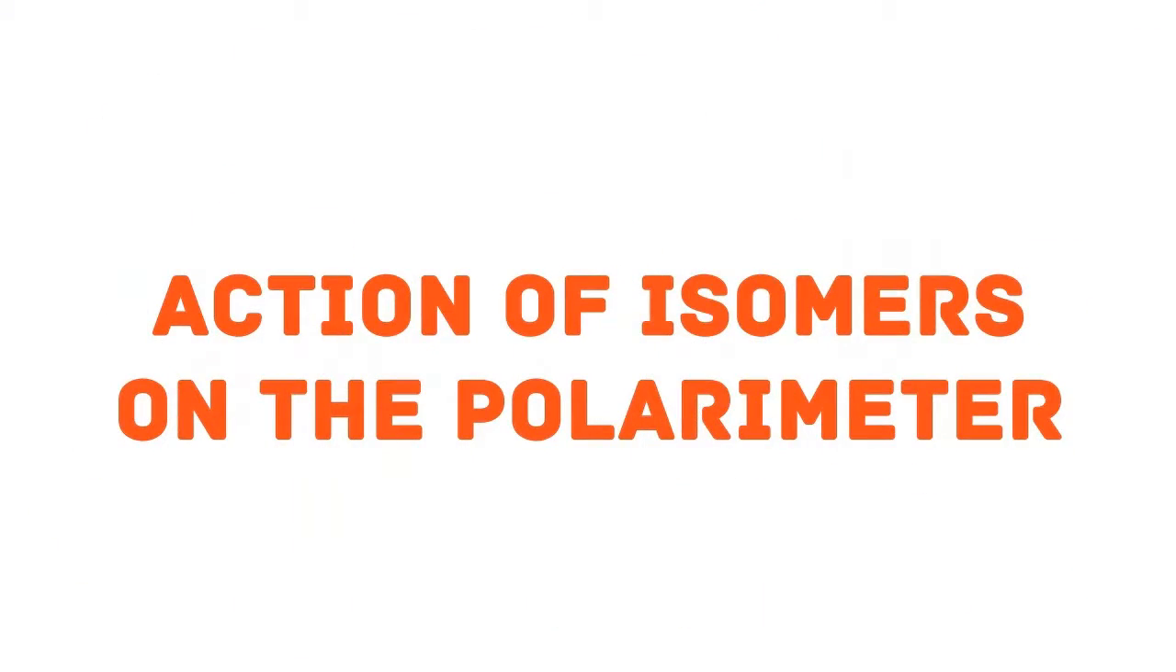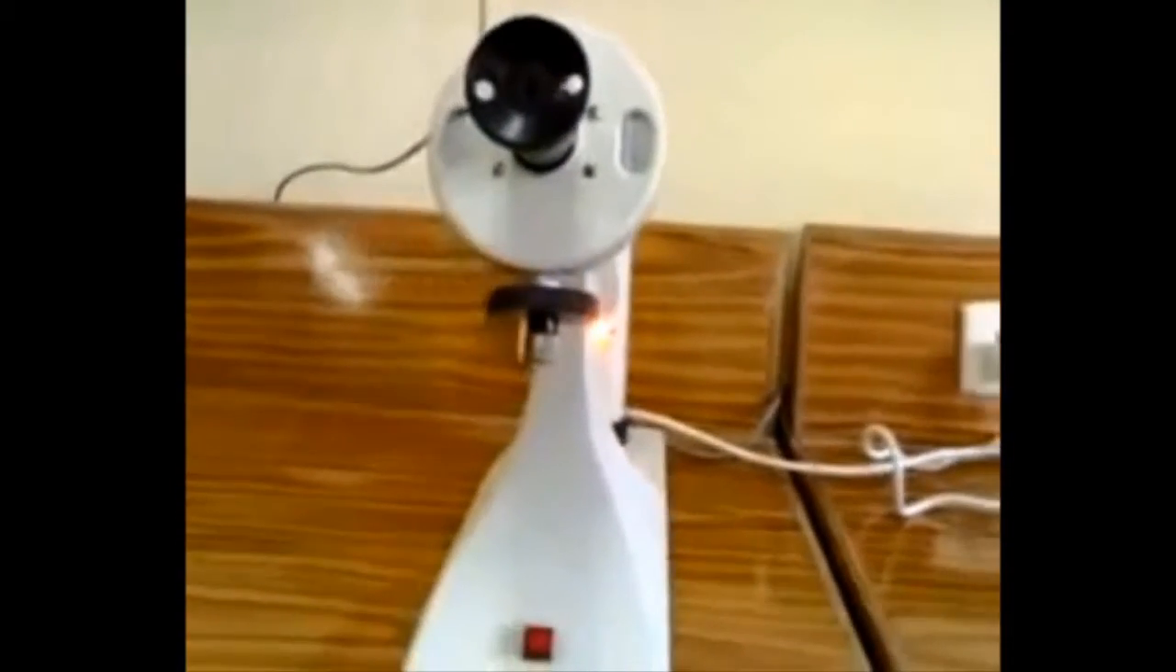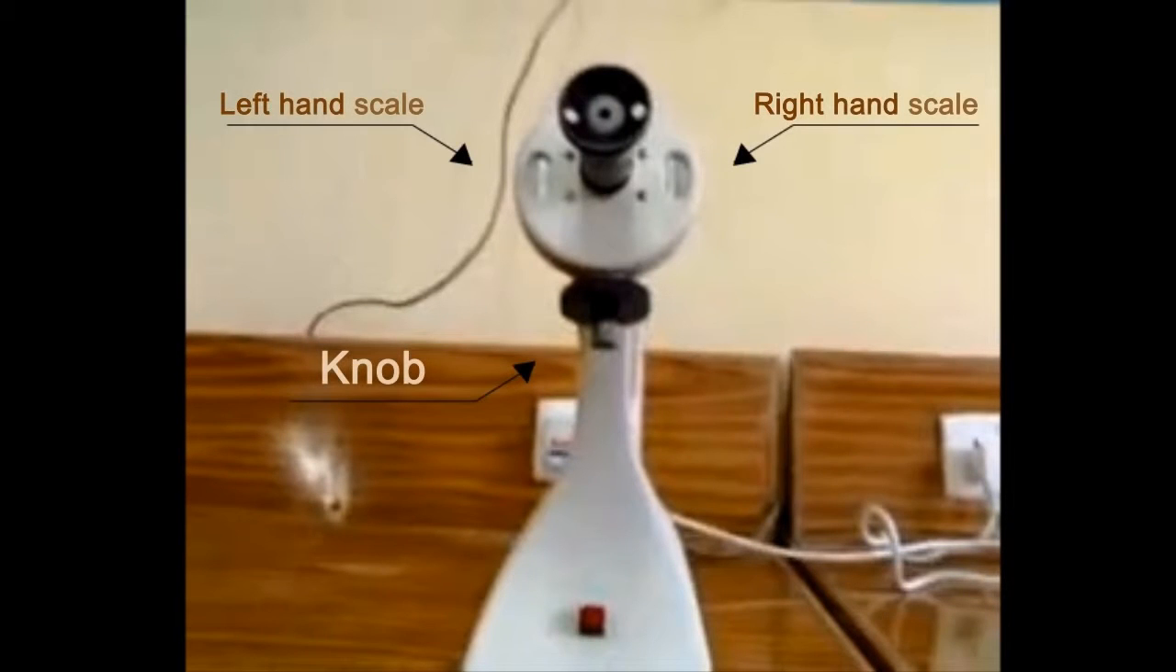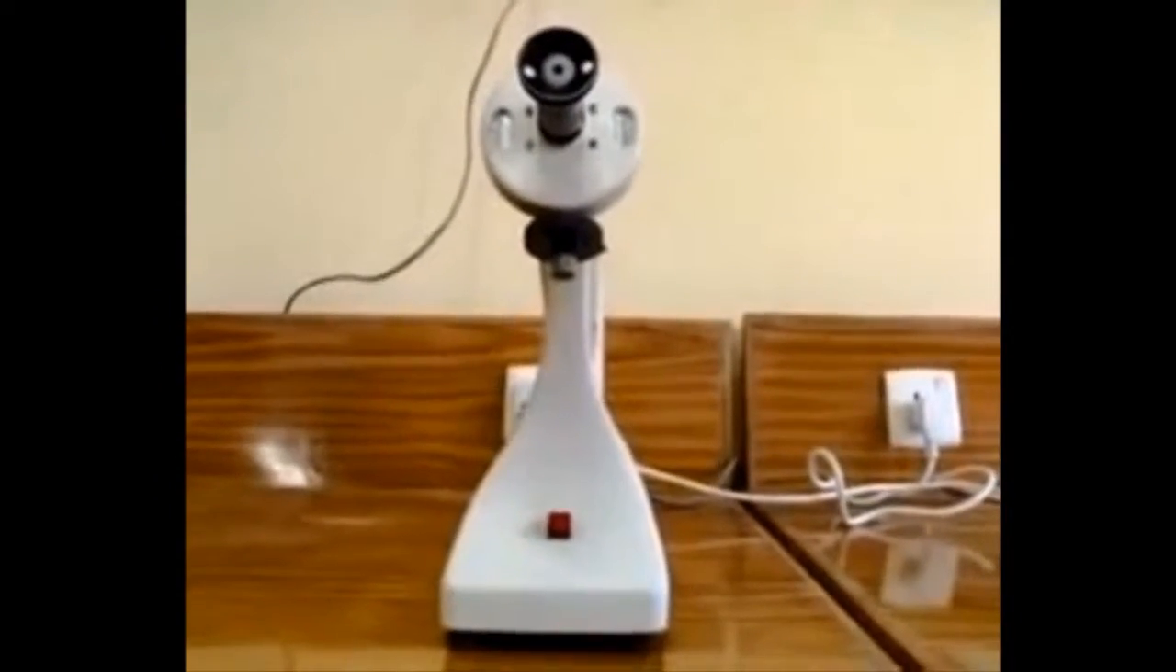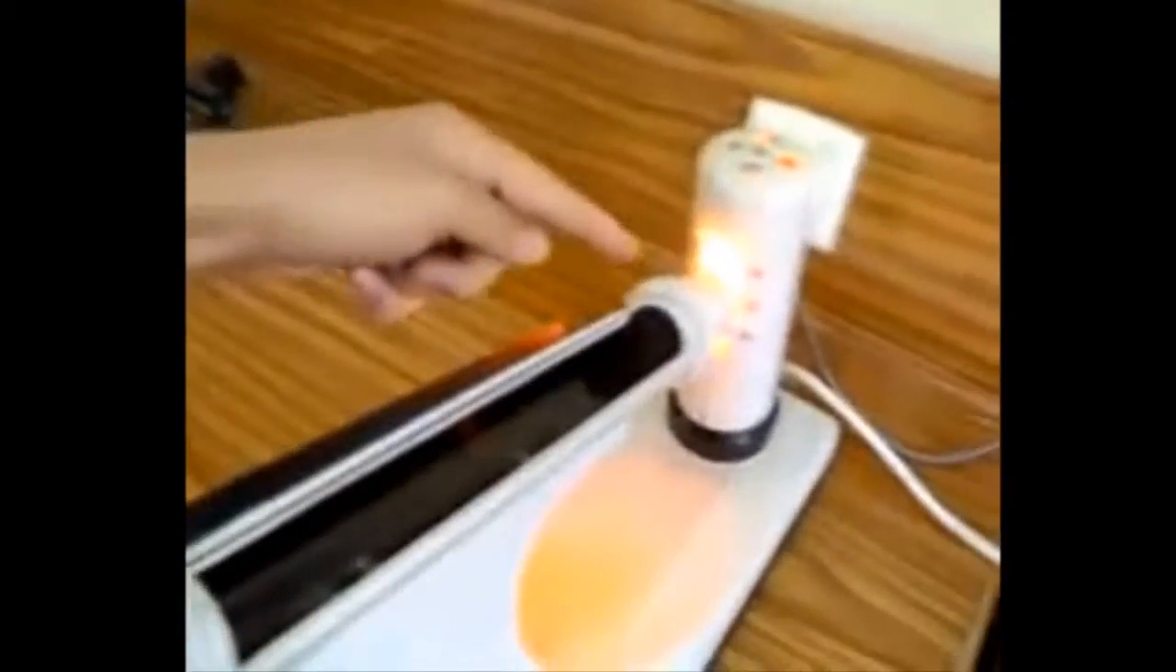Action of isomers on the polarimeter. In order to understand the effect of isomers on the polarimeter, we have to know some points about the polarimeter. A polarimeter consists of a left-hand scale, a right-hand scale, a knob, an eyepiece, and a sample cell in which we put the container that contains the sample, and the container.